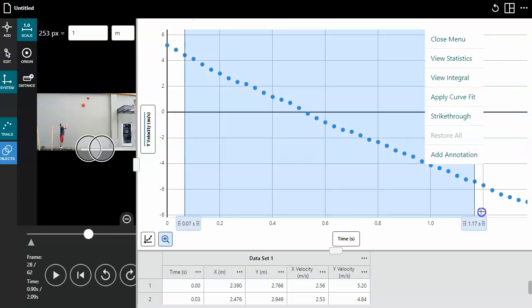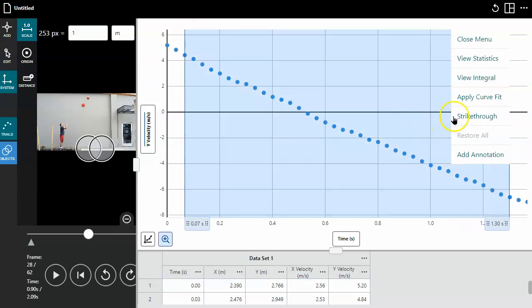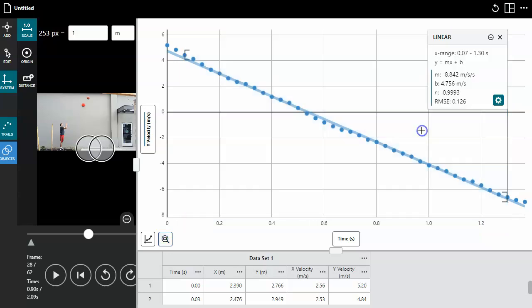Now let's see if we can get a number here. So I'm going to go ahead and highlight this, apply curve fit. I'm going to click apply, and I get a number about 8.8. Now, our expected would be 9.8. It's a little bit off.